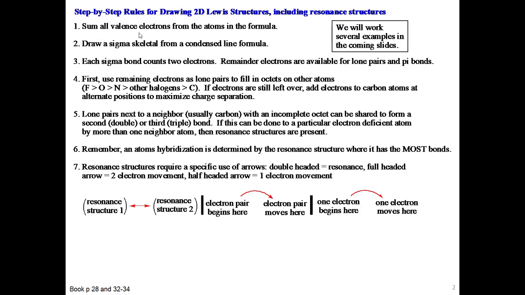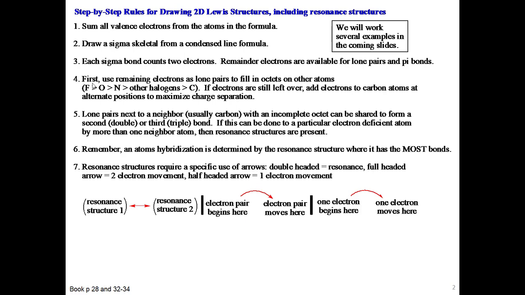First, you want to sum all the valence electrons from the atoms in a formula. Okay. You want to draw a sigma skeleton from the condensed line formula. This could be challenging a little bit, so you have to have a little experience here. Each sigma bond counts for 2 electrons. All the rest of the electrons will be added in, and they will become either lone pairs or pi bonds.